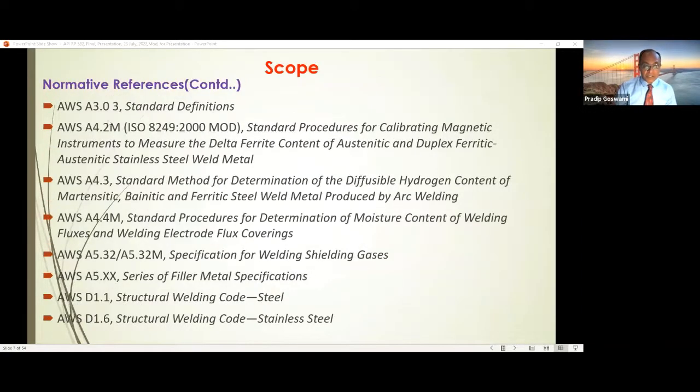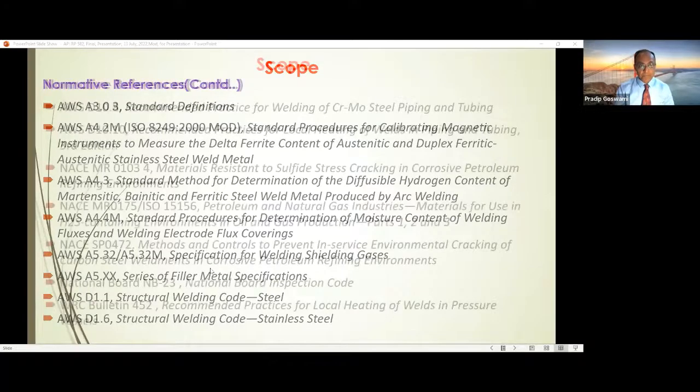And there are many AWS standards also. You can see here, there's a huge list of AWS standards, as well as AWS D1.1 and D1.6 for structural welding. That is also encompassed in this specification, in this RP.